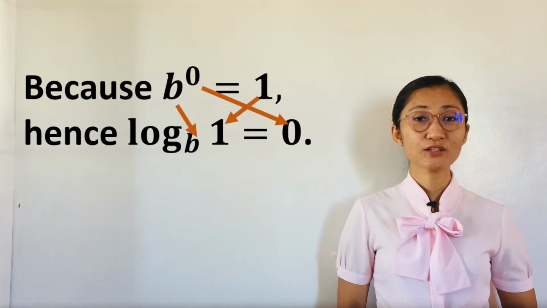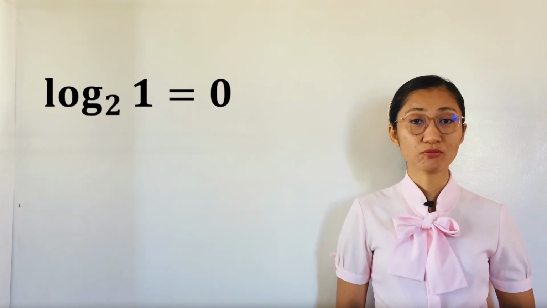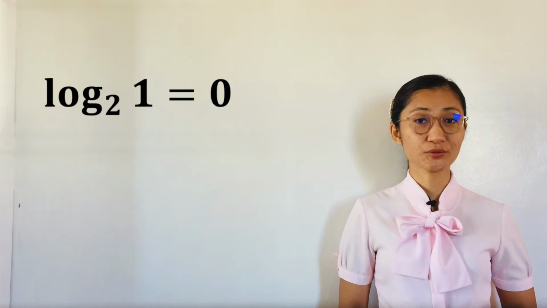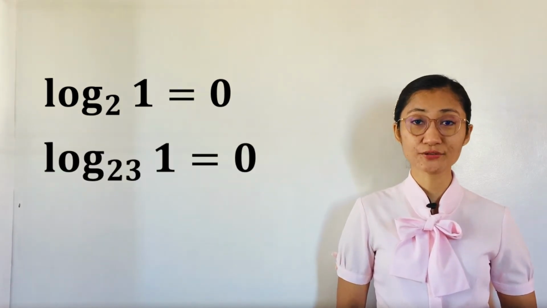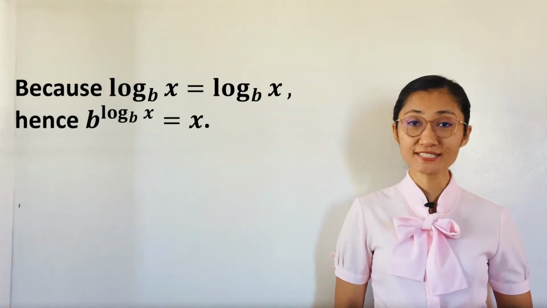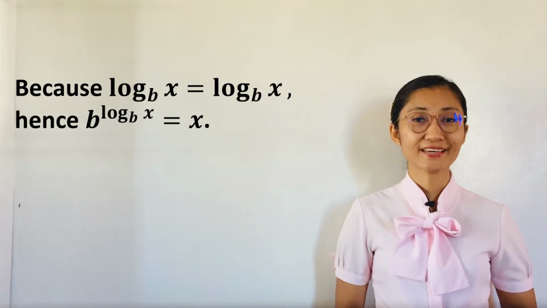Since b to the 0 equals 1, then logarithm of 1 to the base b equals 0. That is, logarithm of 1 to the base 2 equals 0, and logarithm of 1 to the base 23 equals 0.